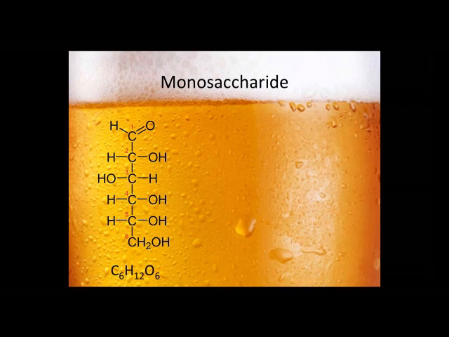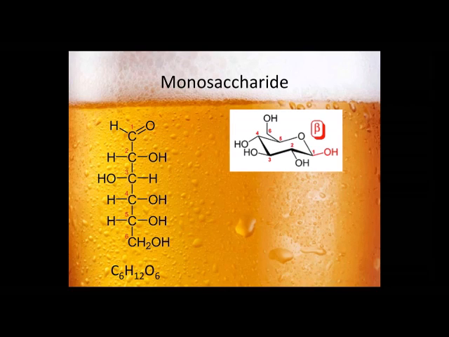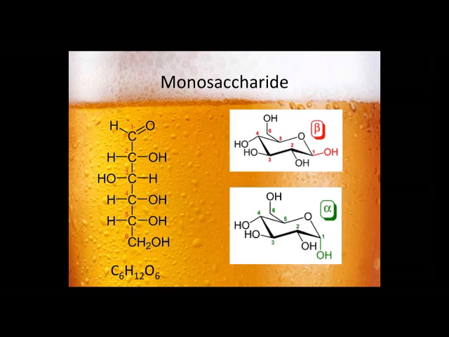Now this chain can undergo rearrangement and form a ring, or a cyclic version. You can see where the OH group is attached to the 1, that's that first carbon. When it forms the cyclic or the ring form, we get this OH group on the number 1. In this case, it's facing upward. So this is the beta glucose. Here, it's facing downward. So that's the alpha. Beta, batter up, alpha, down. This is the same molecule, we just have 2 different arrangements for it.